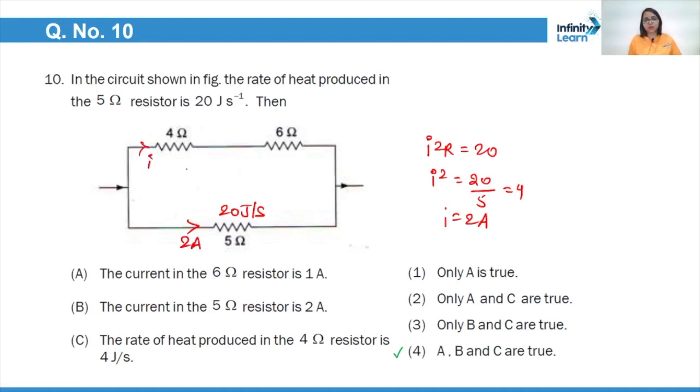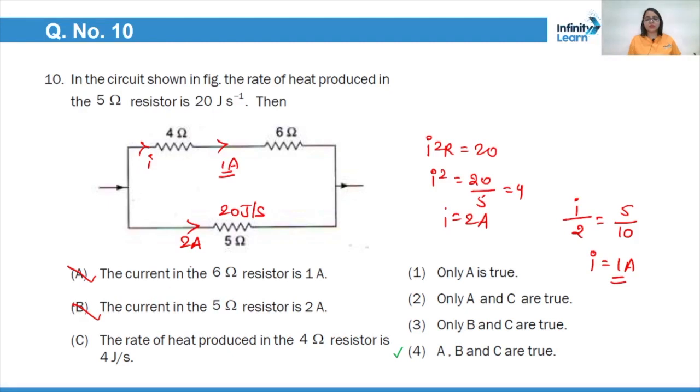So let's say current in this one is I, and this 2, 10 and 5 are in parallel, right? So we know that for parallel, I upon 2 is equal to 5 upon 10, right? So I will be 1 ampere. So current in this one will be 1 ampere. I1 upon I2 is equal to R2 upon R1. So current through the 6 ohm resistor is 1 ampere. So this is true. Current through 5 ohm is 2 ampere, which is true.